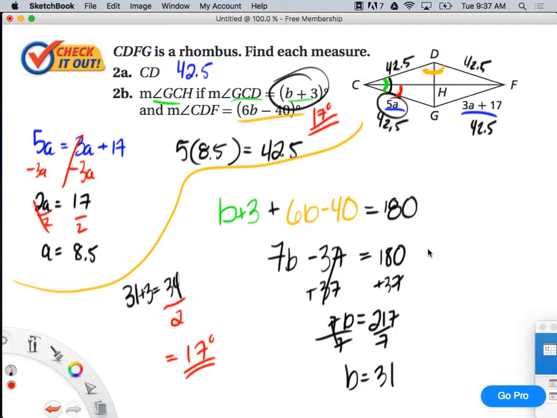Yes, sir. How did you get the 31? Because B plus 3, this green angle, GCD, is B plus 3. So B, I said, was 31, so this angle, GCD, is B plus 3. So can you solve for the 6B minus 40? No, because I'm not interested in that. It says find GCH, which is only this angle. It doesn't ask for CDF. If it asked me for CDF, then I would have to. Good question. So I just do B plus 3 is 34, and I get the green angle, and then cut it in half to get the red angle. Does that make sense? Okay.